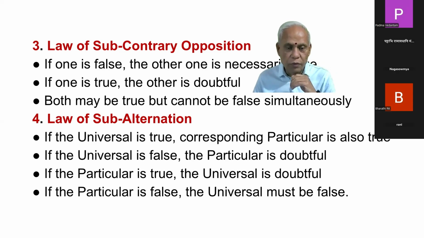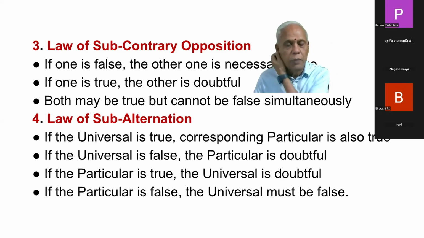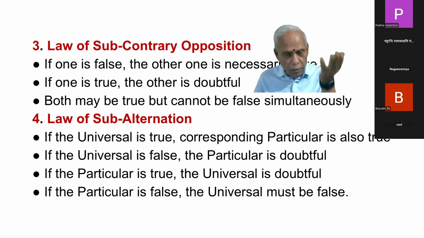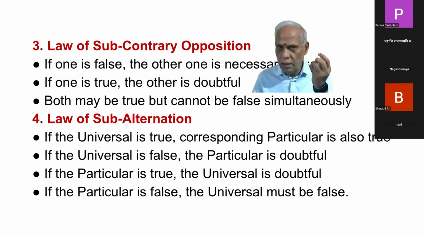Then, if the particular is true, what is the status of the universal? I say "some are good" is true. If "some are good" is true, can you say "all are good"? No, definitely not. "Some are good" is correct means some can be bad or all can be good also. Both can happen. Therefore, the universal is doubtful. You cannot say the remaining some are bad or they are also good. It's not clear from the given data.